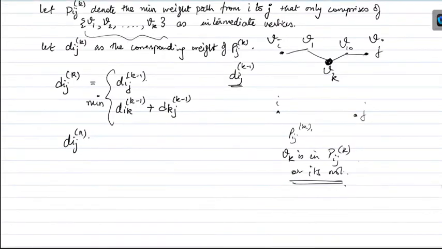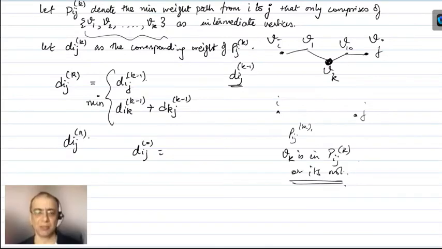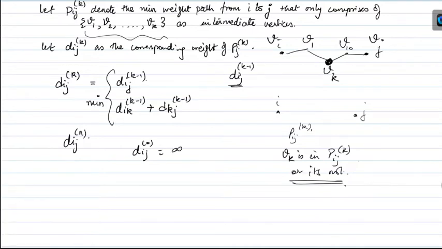And what's dij^0? What will dij^0 be? Anyone? How do I initialize this? So if there is an edge between i and j, then it is the weight of the edge. Otherwise, it is infinity, right? Infinity if ij does not belong to the edge set and equal to the weight of ij if ij belongs to the edge set.